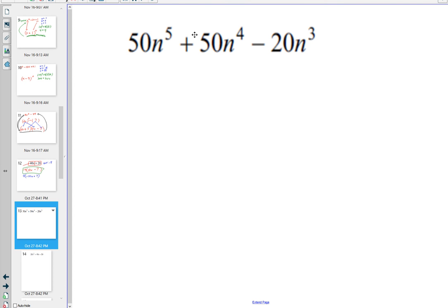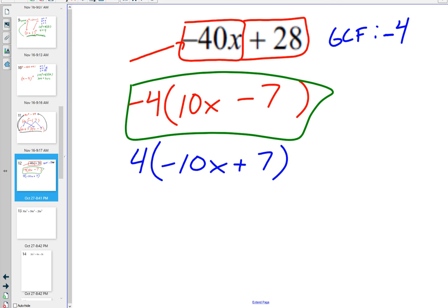Let's look for a GCF. Because if we can bring out a GCF that has a variable in it, you'll see what's going to happen to the exponents. They're going to drop.